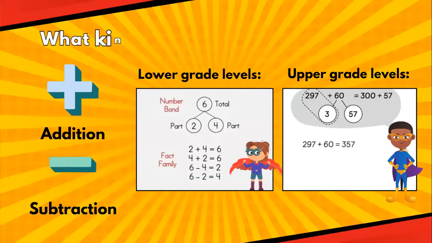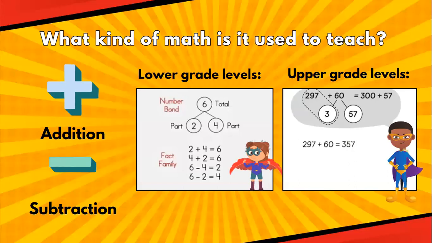What kind of math are number bonds used to teach? Well, for the most part, addition and subtraction. For example, in kindergarten and first grade, they can help build number sense in students and can help students learn their math facts. If you look at the example on the page, you can see that a student in this example is learning their math fact families for the number 6. They can see that 2 and 4 create 6, or 4 plus 2 equals 6, or 6 minus 4 equals 2.